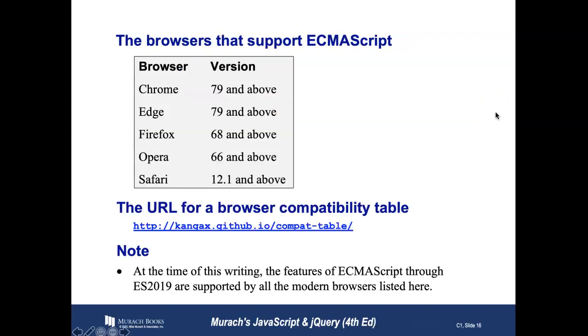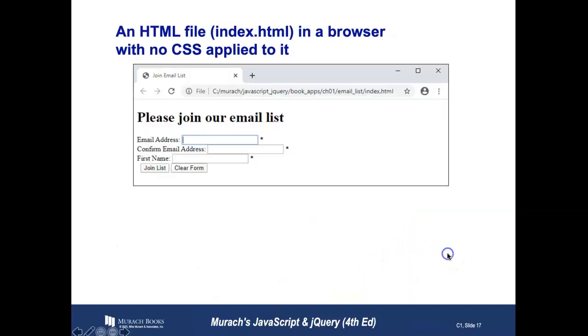Okay, so the next thing is the browsers that support ECMA. And you can see almost all of these do. So it's hard to find a browser that doesn't. And this link right here has a browser compatibility table. This book was released in 2020 from the copyright. So the ES 2020 features are now all supported by modern browsers. But you'll know because you're going to try it. You're going to run your code and test it in a modern browser.